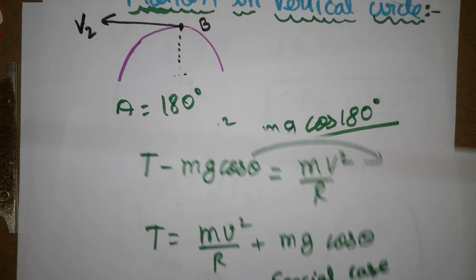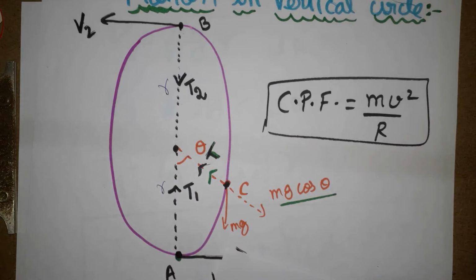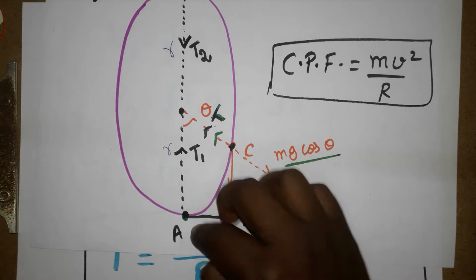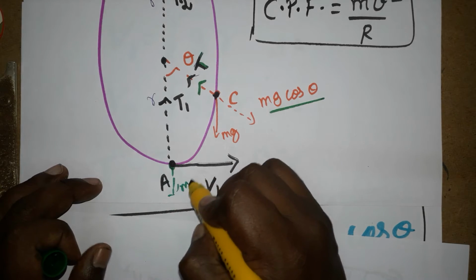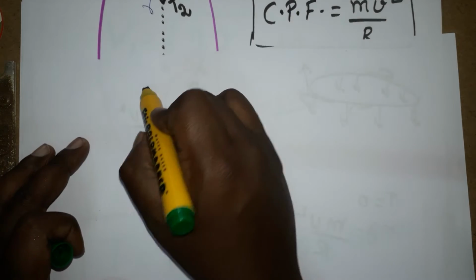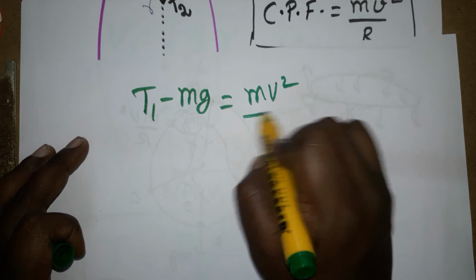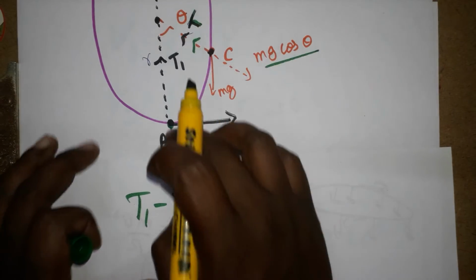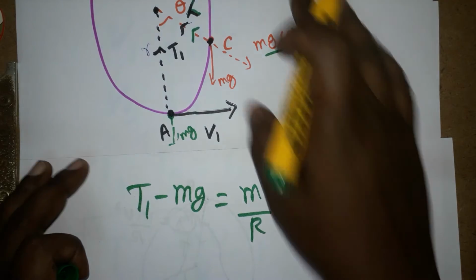We can also do it with a different method. The same equation we can find with a different approach. See, tension will be towards the center, mg will be outwards. T1 minus mg, here mg will be on this side. So, T1 minus mg is equal to mv square divided by r, where v1 is the velocity. I hope you understand. Because T will be towards the center, mg will be outwards, the subtraction of these two will give the centripetal force.